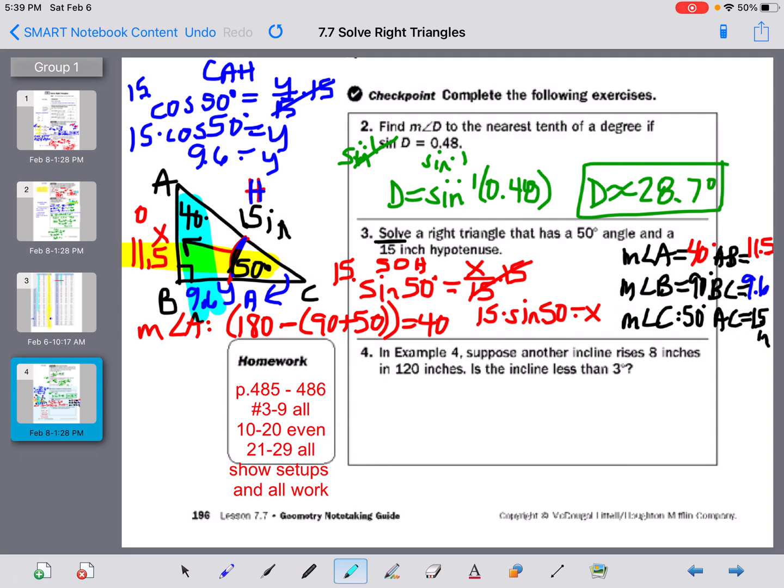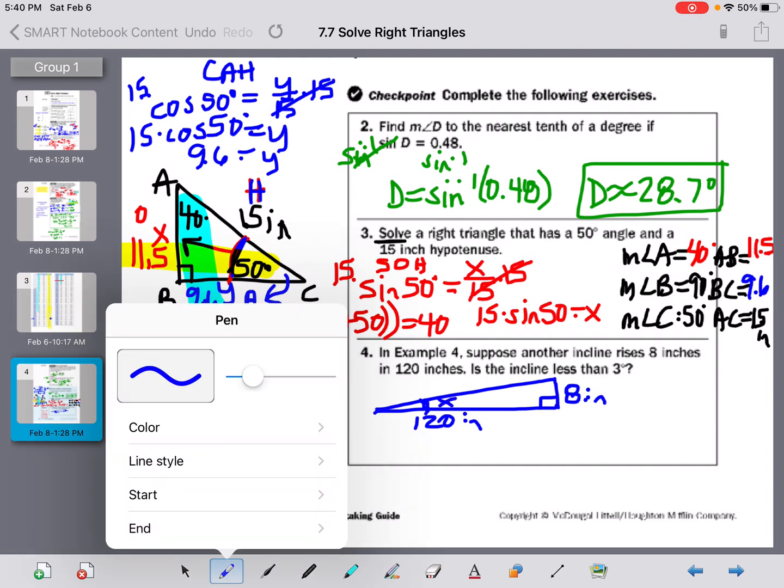All right, in example 4, up there at the train, suppose you have another incline and you rise 8 inches in 120 inches. So draw that. So in 120 inches long, I go up 8 inches. Okay. Is the incline less than 3 degrees? So here's my angle again. This is the incline, and I want to find this. So I'm going to put an X right there.